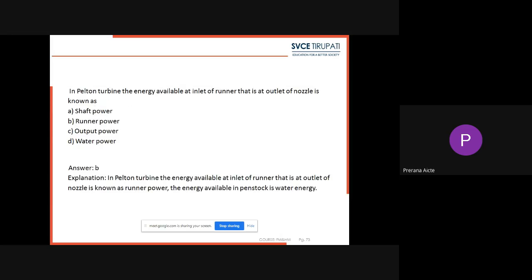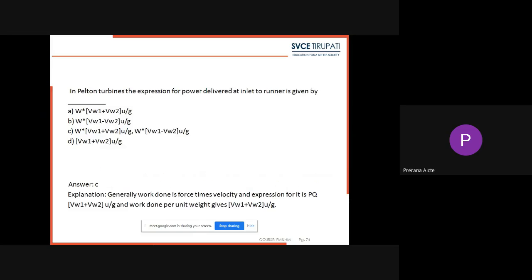The next question: in Pelton turbine, the energy available at inlet of the runner, that is at outlet of the nozzle, is known as runner power. In Pelton turbine, the energy available at inlet of the runner, that is at outlet of the nozzle, is known as the runner power. The energy available in penstock is water energy.